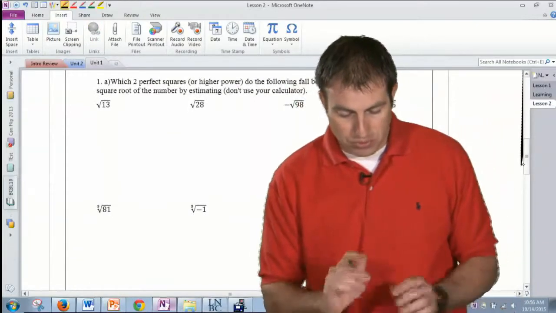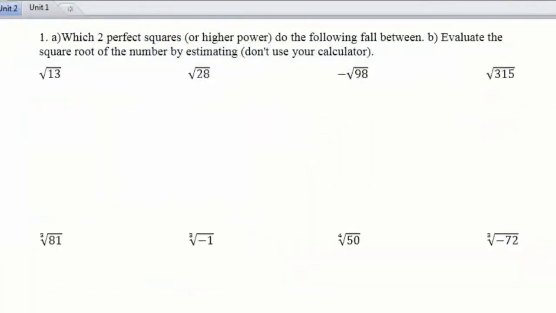Question 1a, which two perfect squares, or in the ones on the bottom, which have a little bit higher exponents, so third and fourth, do the following fall between? Evaluate the square root of the number by estimating. So we're going to try this without our calculators and see how we do.